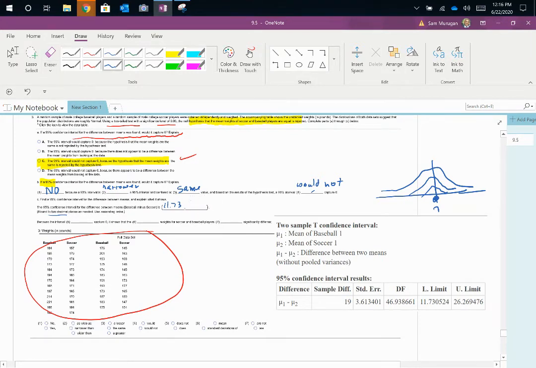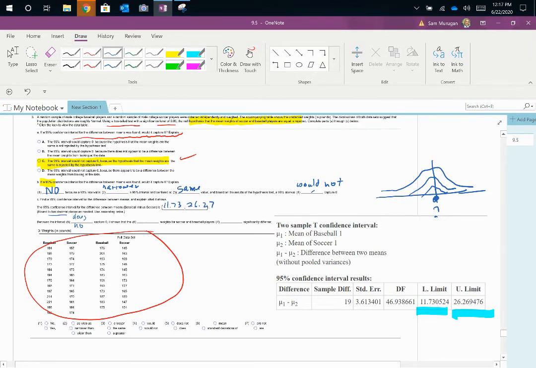26.27. That's these two numbers right here, 11.73 and 26.27. All right, so notice this interval does not capture 0. And what does that mean?